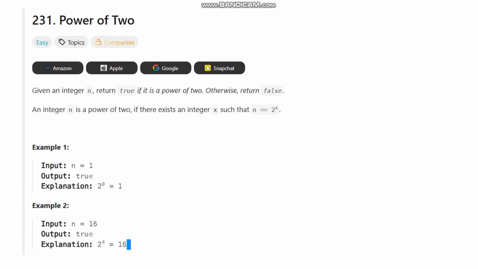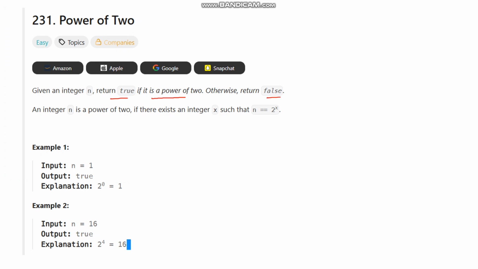In this class, we are studying the LeetCode problem, which is Power of 2. Given an integer n, return true if it is a power of 2. Whenever it is a power of 2, return the value as true. Otherwise, return false.